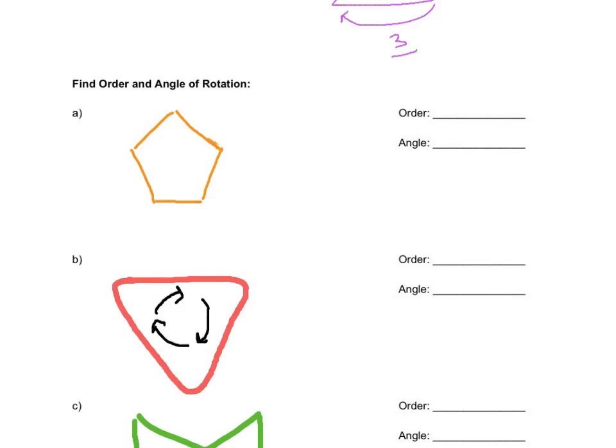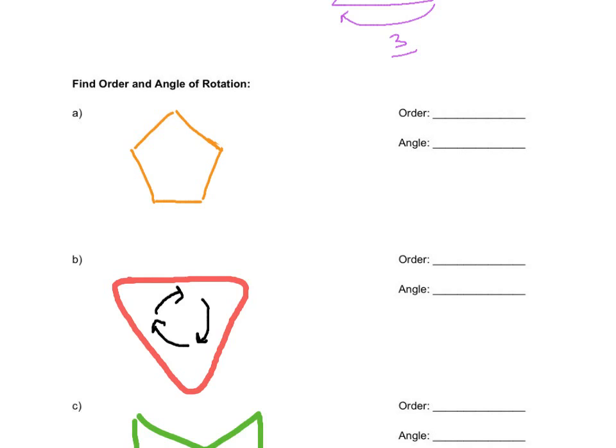Alright, so for the first one, letter A, we have a pentagon. We'll call it a regular pentagon, meaning all the sides and the angles are the same. The drawing doesn't quite look like that, so assume it's a regular pentagon. We are going to determine what the order is and the angle of rotation.